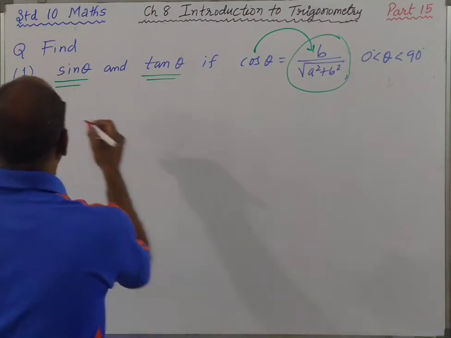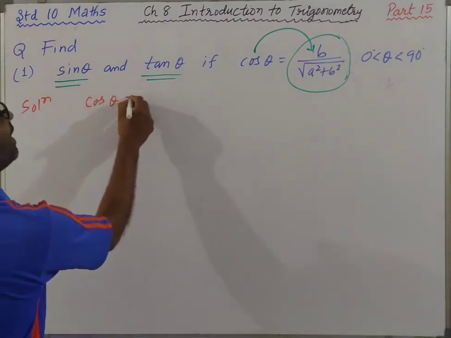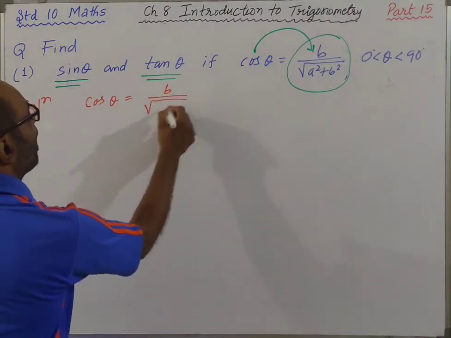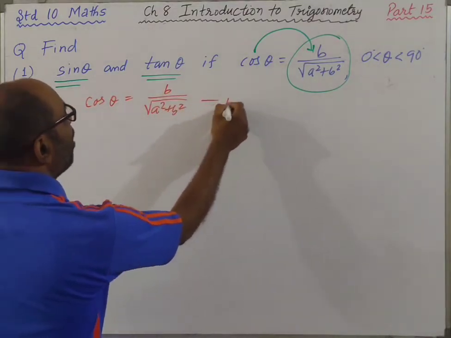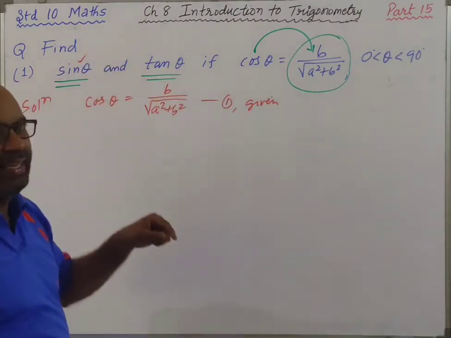Children, what is given? Solution. Cos theta, the value is known. Cos theta is equal to b upon square root of a square plus b square. This is given, and you are supposed to find sin theta and tan theta.